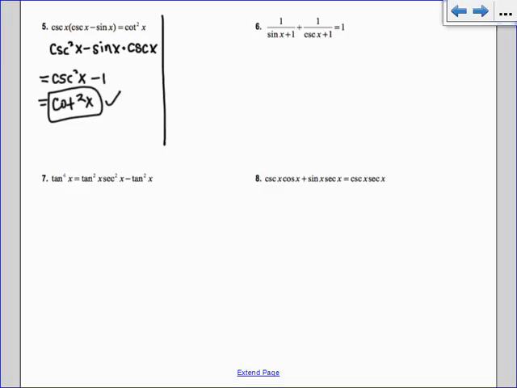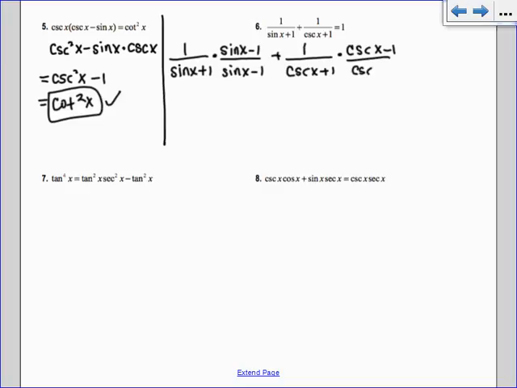If you want to, you could multiply the first one by sine of x minus 1 over sine of x minus 1. And you could multiply the second one. If you notice that we just used the cosecant squared x minus 1 thing, you could multiply it by cosecant x minus 1 over cosecant x minus 1, okay? Or you could just get common denominators between the two. It doesn't matter. So do whatever method you want.